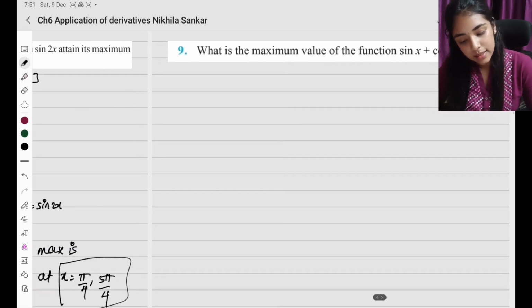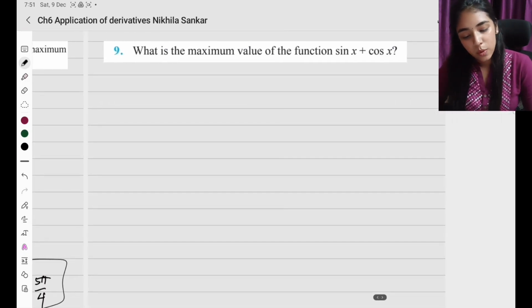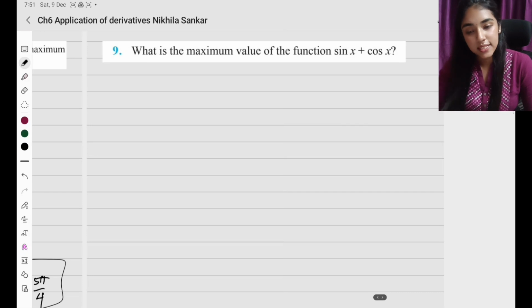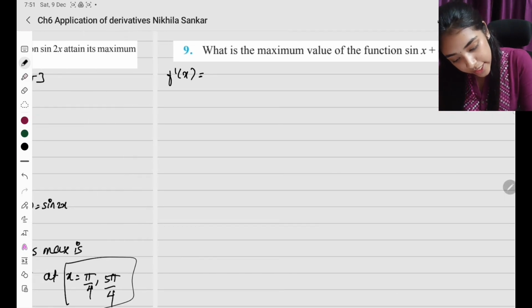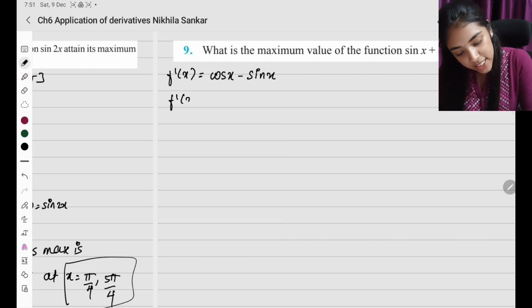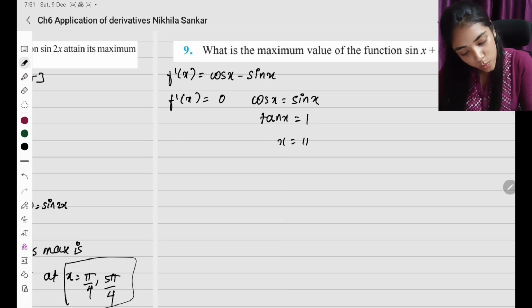Okay, now question number 9. What is the maximum value of the function sin x plus cos x? So I'm going to differentiate first. So f dash of x equals the derivative of sin x, which is cos x, and the derivative of cos x, which is minus sin x. When I equate this to 0, I have cos x equals sin x. So I have tan x equals 1. So the value of x is going to be pi divided by 4.